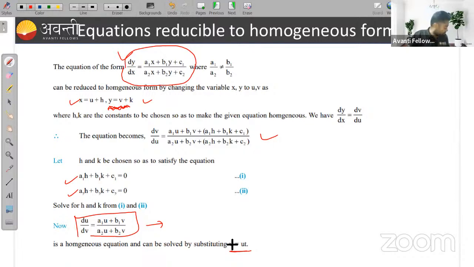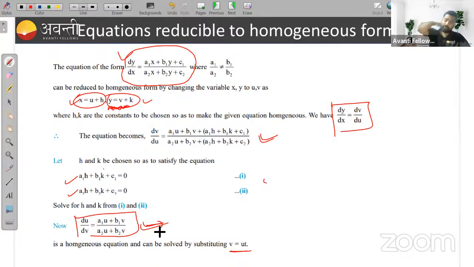Okay, so let's see an example for this. What we have to do: first you have to put x is equal to u plus h and y is equal to v plus k, and put dy by dx is equal to dv by du. So after putting, you will get this type of equation, and then solve for h and k. Then after solving, integrate it. Now it's in the homogeneous form. So after reducing to a homogeneous equation, you can use the previous method, that is v is equal to ut.